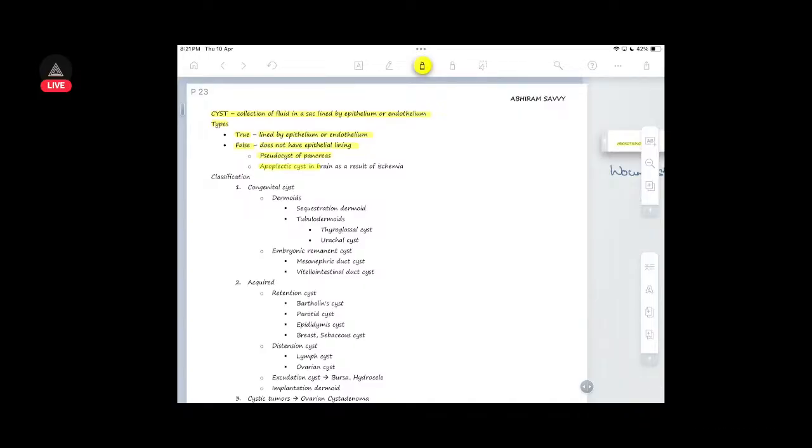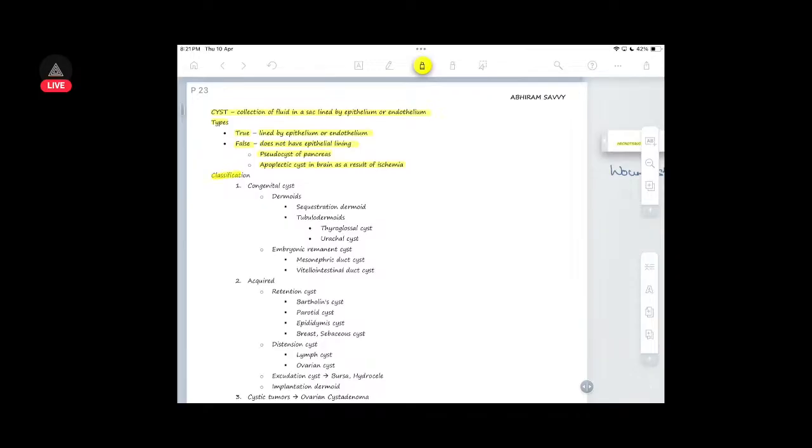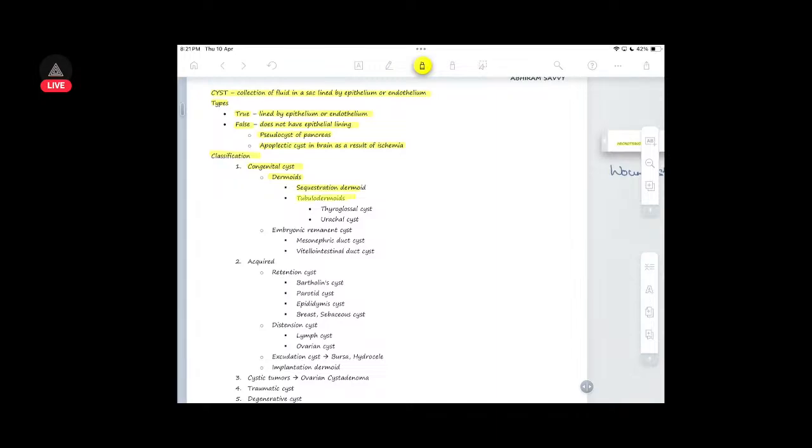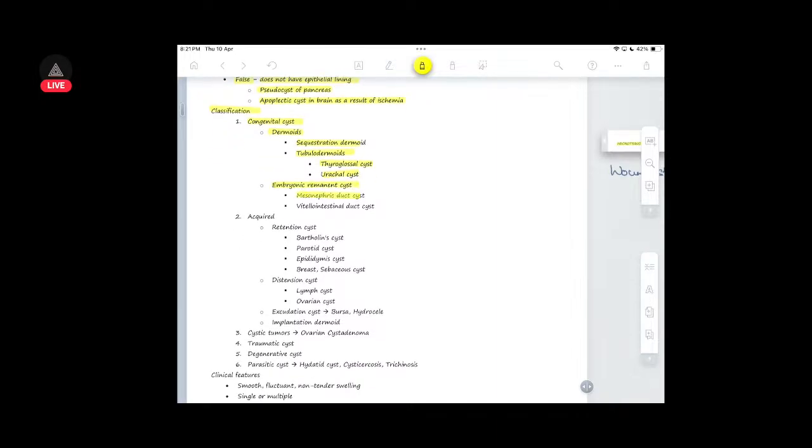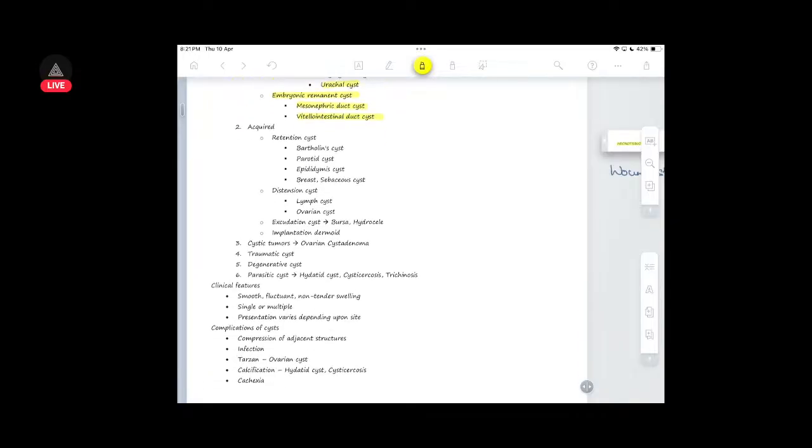Examples are a pseudocyst of the pancreas, and an apoplectic cyst in the brain as a result of ischemia. So classification: you have congenital, which includes dermoid, sequestration dermoid, tubulodermoid, which is thyroglossal cyst and urachal cyst, and you have embryonic remnant cysts, which are mesonephric cyst and vitellointestinal duct cyst. You have acquired, which is retention cyst.